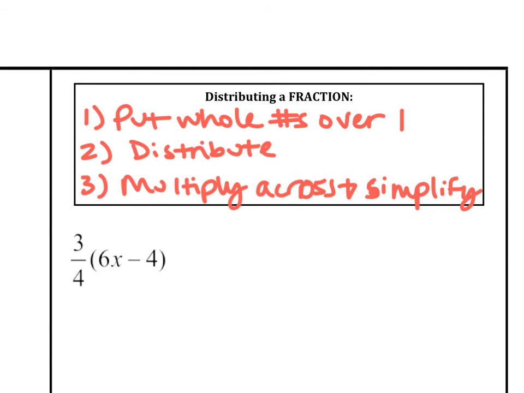Last thing we need to learn how to do is distribute a fraction. Fractions are our friends, and so we're going to get familiar with them. When we distribute a fraction, what we need to do is make sure we put the whole numbers over 1, so if it's not a fraction, you're making it into a fraction. Then you're going to distribute just like we did on the first page, and then multiply straight across and simplify. So on to our first example.